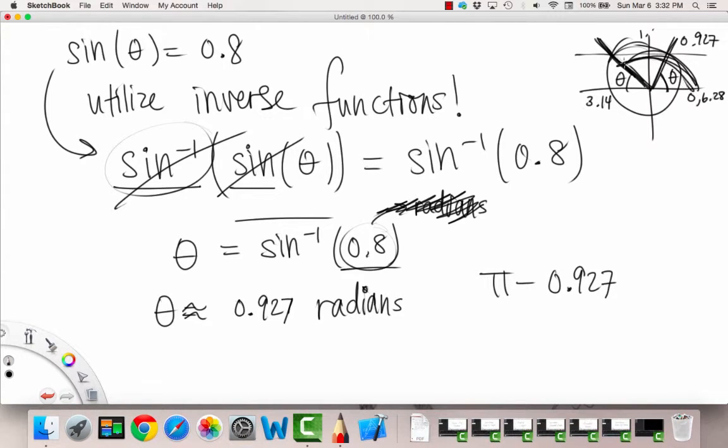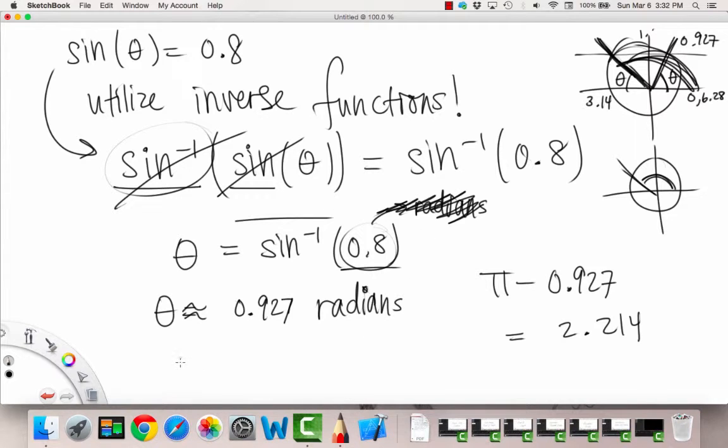And that would give us the measure of the angle, kind of like this. Got a little messy. The measure of this angle right here. Okay? So when we do that, the pi minus 0.927, we're going to get an answer of 2.214. Alright, so now from that, we're supposed to find all of the solutions to this equation.